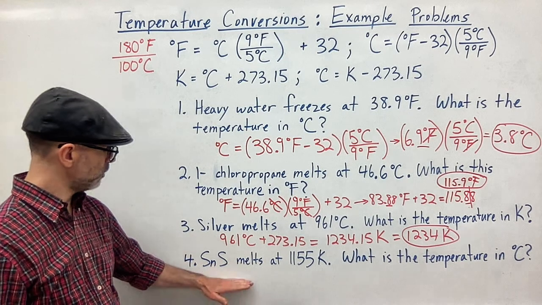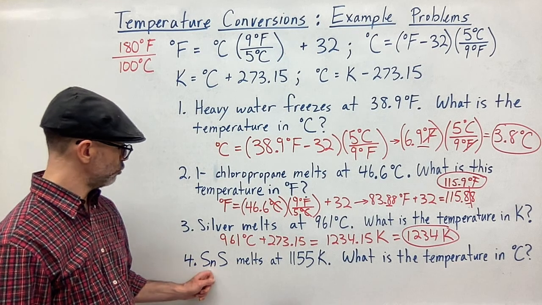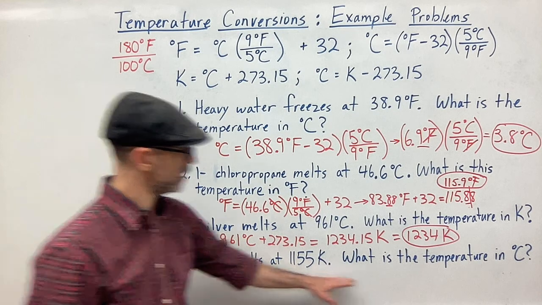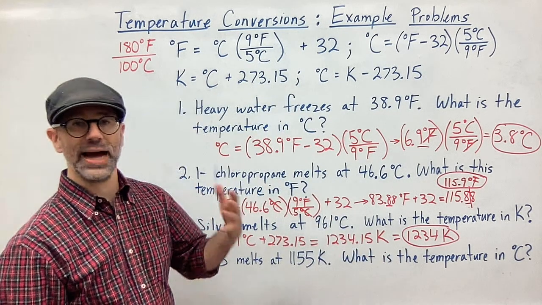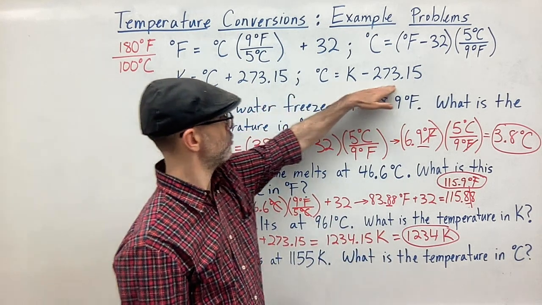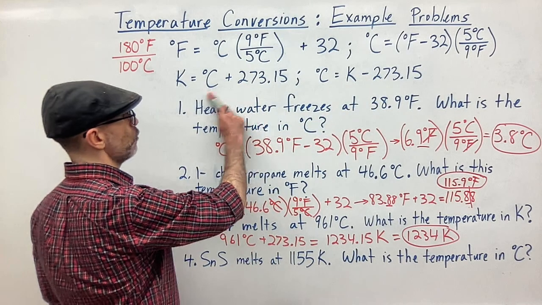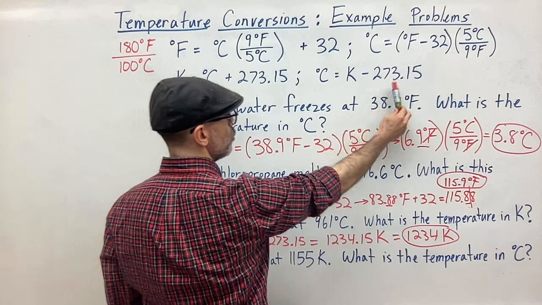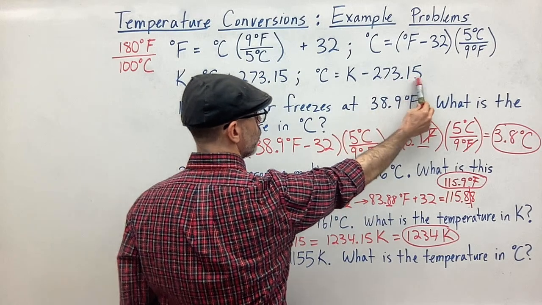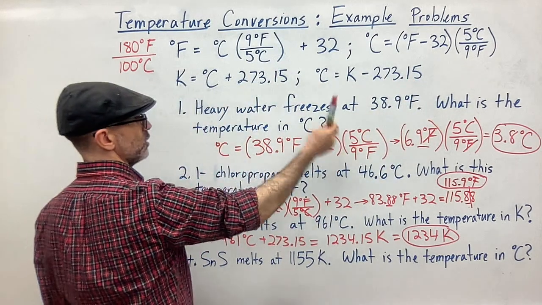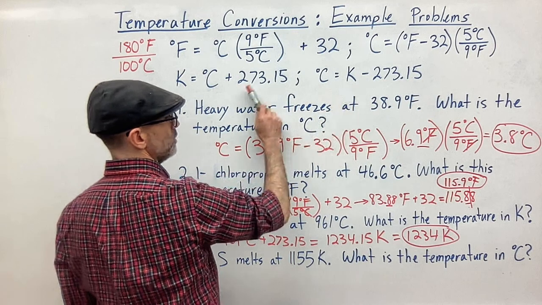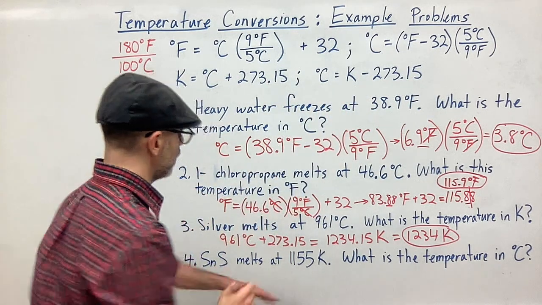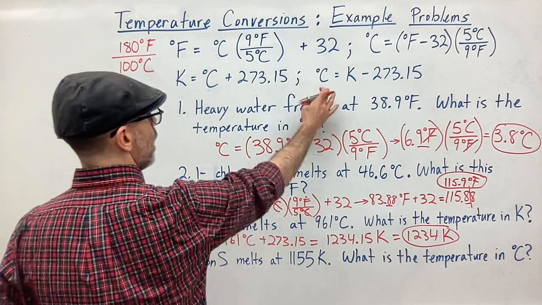And then finally, for number 4, we have tin(II) sulfide. That's going to melt at 1155 Kelvin. What is the temperature in Celsius? So we're going in the opposite direction. So now we're going to use this formula. Basically, this one comes from this one by moving the 273.15 to one side or the other. So you can go back and forth between these two forms of the equation by algebra. So here, I'm going to use this one.